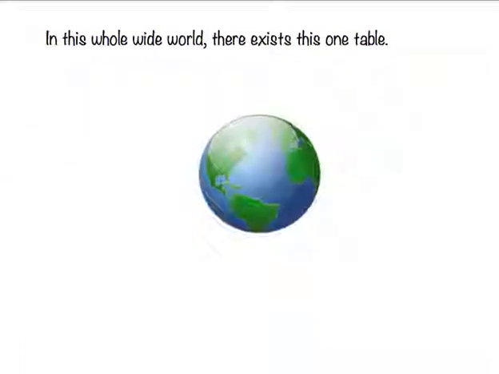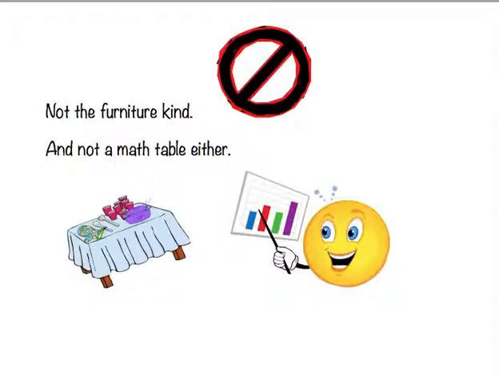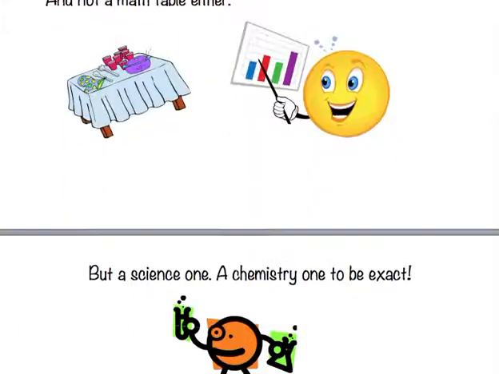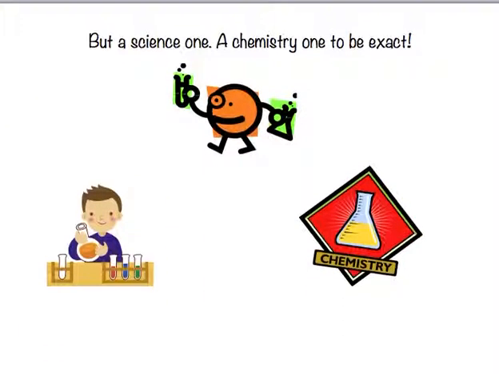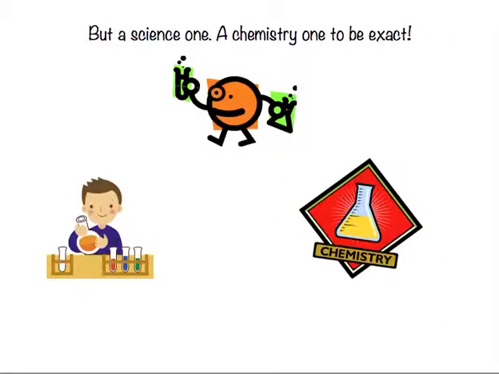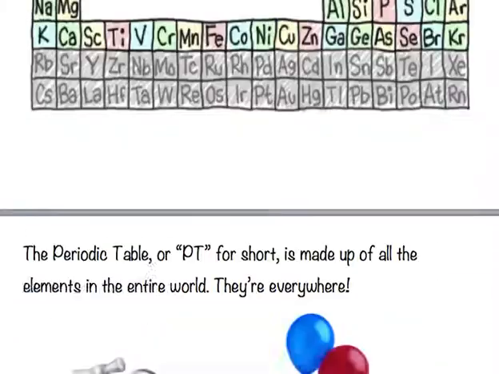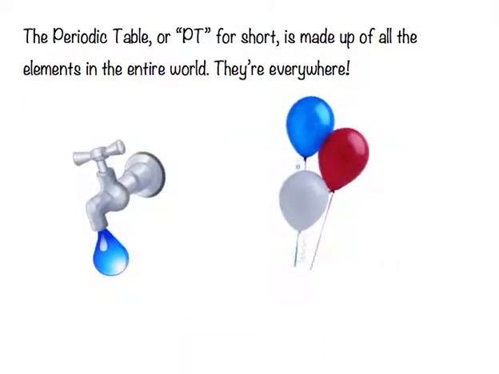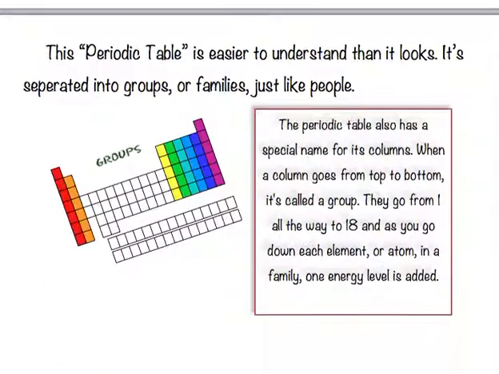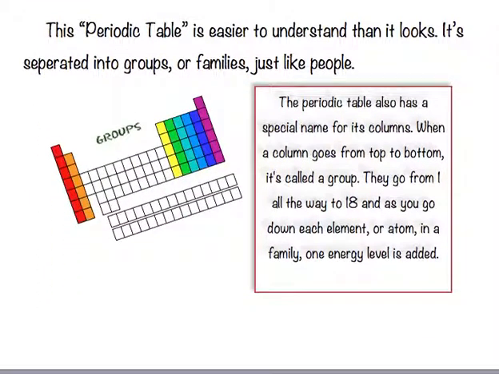In this whole wide world there exists this one table. Not the furniture kind, and not a math table either, but a science one, a chemistry one to be exact. It's called the Periodic Table. The Periodic Table, or PT for short, is made up of all the elements in the entire world. They're everywhere. The periodic table is easier to understand than it looks.